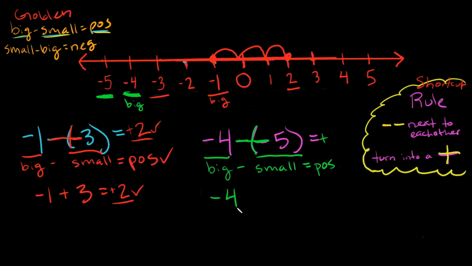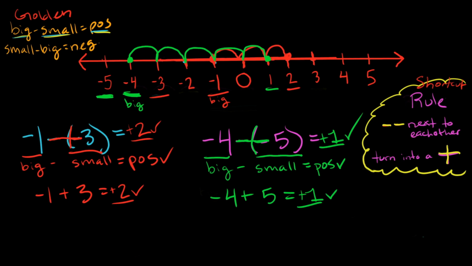So we can rewrite this as negative 4 plus 5. What's negative 4 plus 5? Well, we can use the number line one more time. Start at negative 4, move 5 times. 1, 2, 3, 4, 5. Where'd we land? Positive 1. So according to the rule, we should have gotten something positive, and we did, right? So these check out.